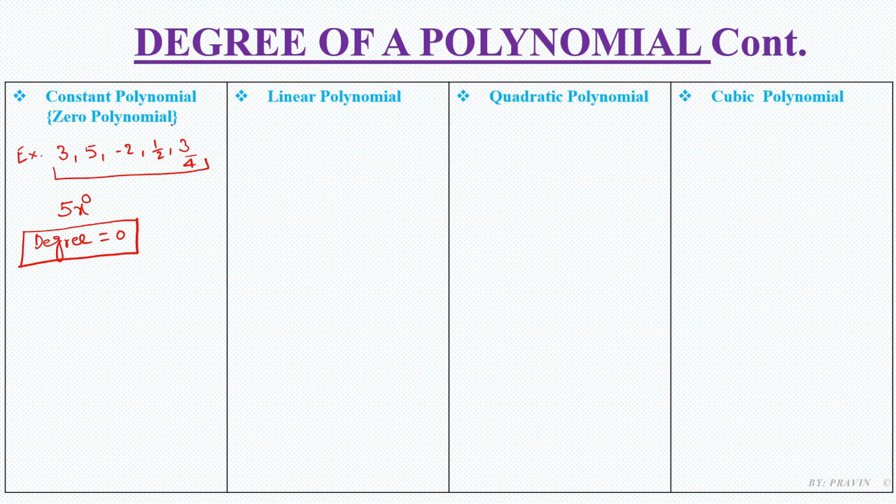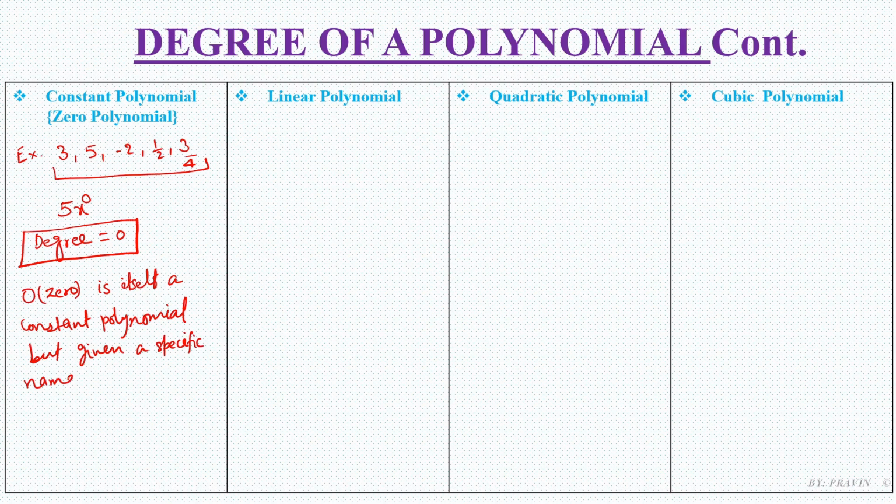Now here I have written a 0 polynomial. So basically 0 is itself a constant polynomial, but given a specific name, 0 polynomial. So you need not think much more about this type of polynomial, and also not about 0 polynomial. When you find 0, of course this is a constant polynomial, but it has been given a particular, specific name, that's why we call it 0 polynomial.